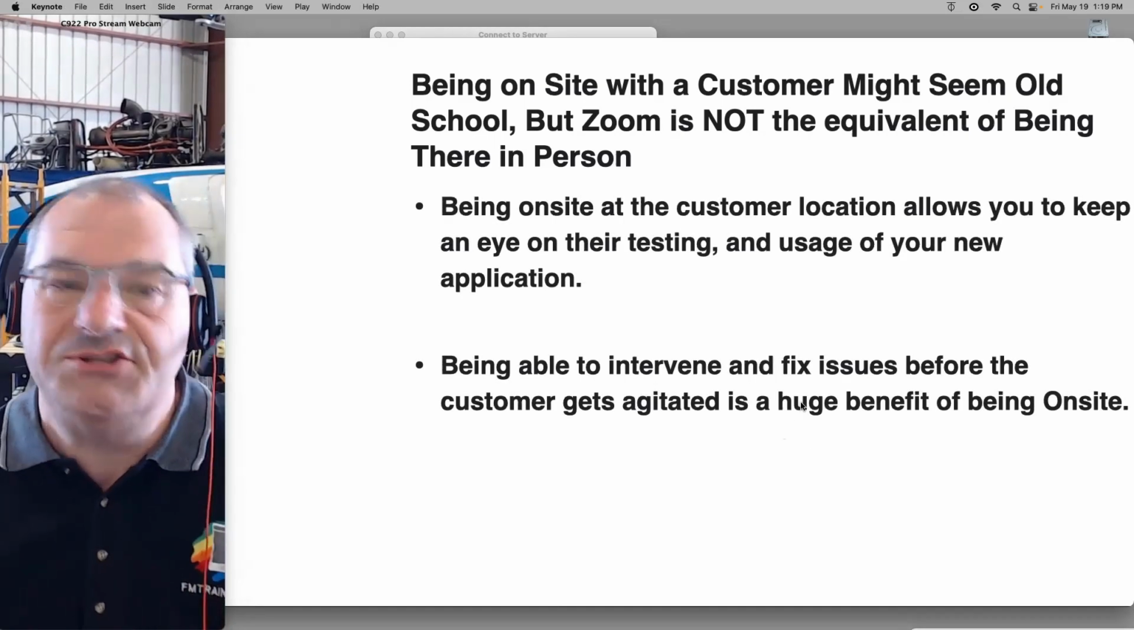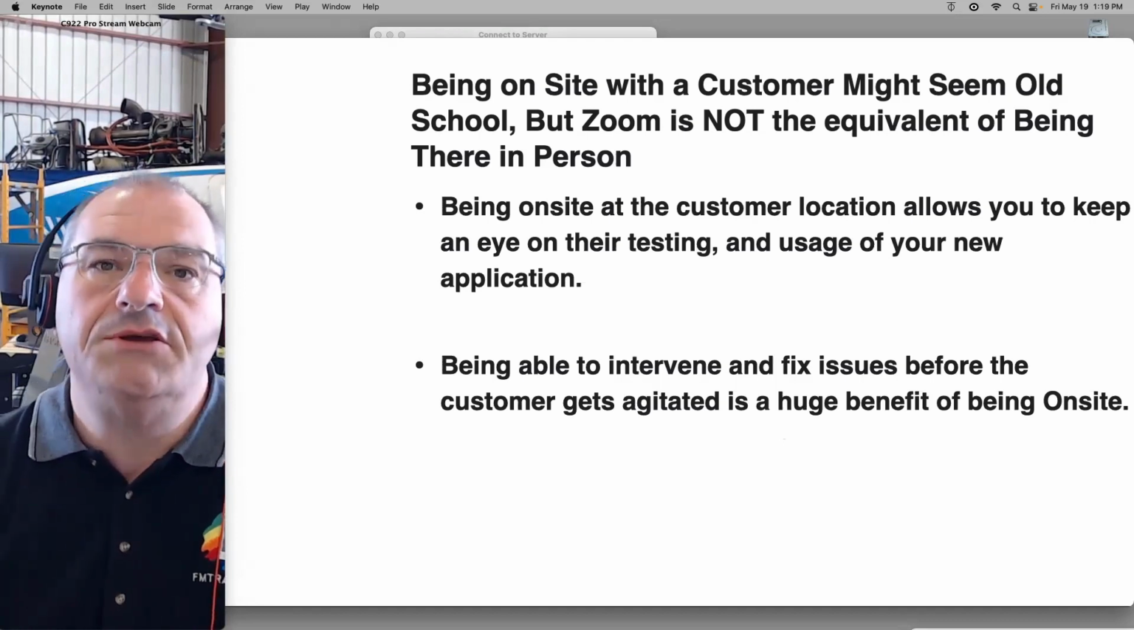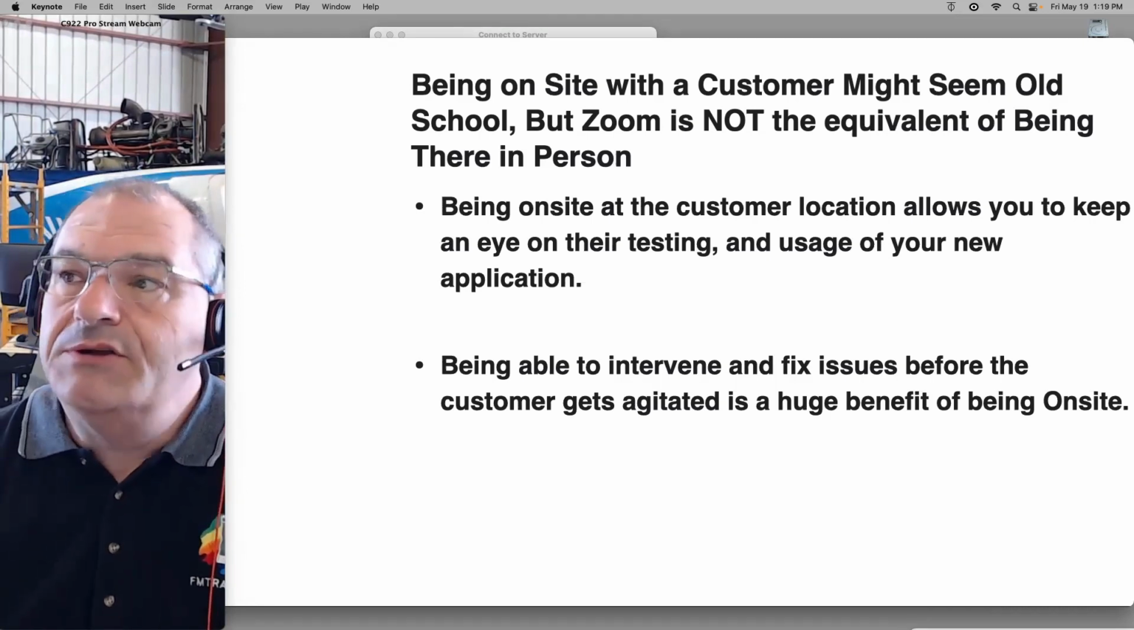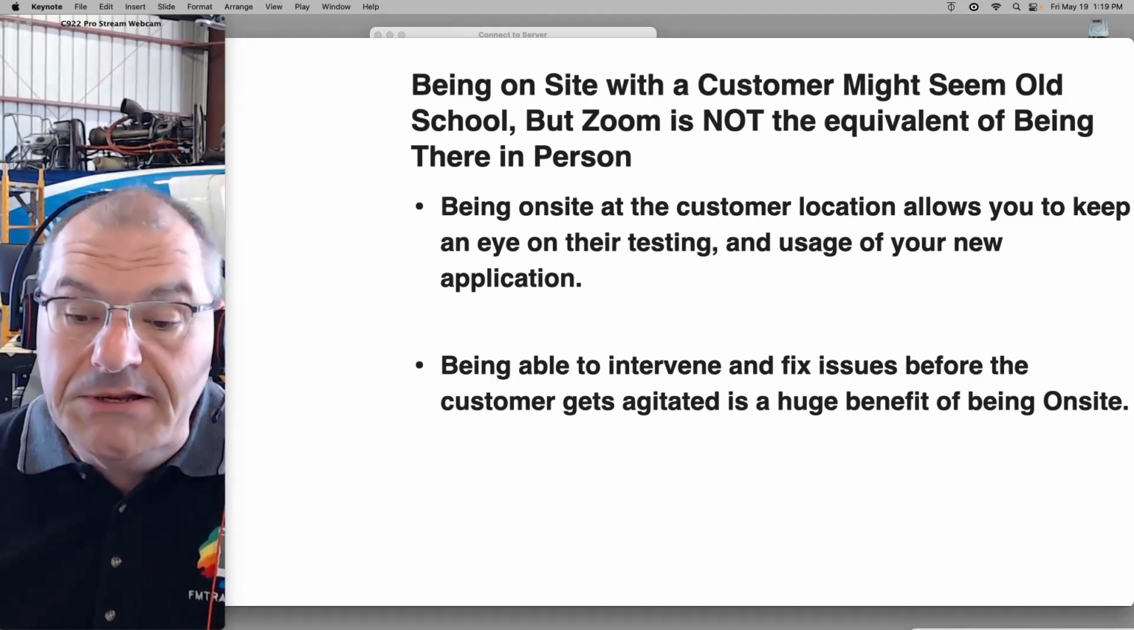You people think this is a joke. This is huge, absolutely huge. Especially if you're trying to understand the business process. It's a really, really big deal.